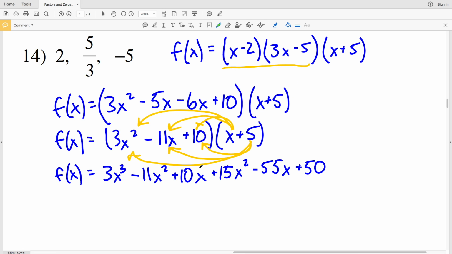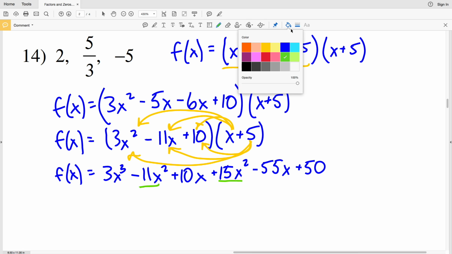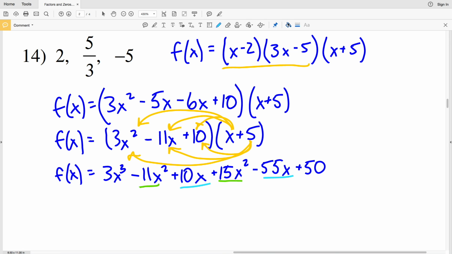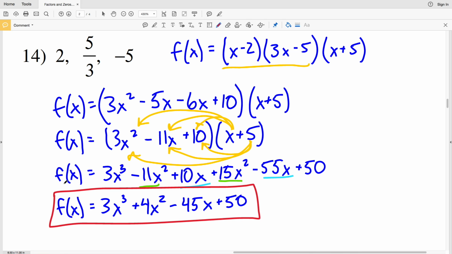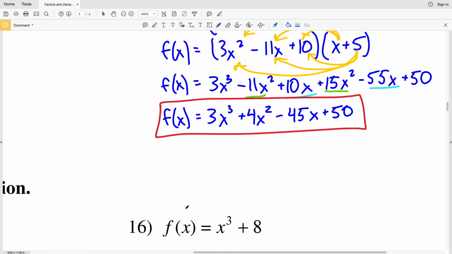Now I'm going to combine my like terms. 11x squared, 15x squared, and 10x and 55x. So I'll have my function of x equal to 3x cubed, and then negative 11x squared plus 15x squared equals a positive 4x squared. So plus 4x squared, and then 10x minus 55x is a negative 45x, so minus 45x, and then I'm adding 50. So my final solution for this set of directions is the function of x equals 3x cubed plus 4x squared minus 45x plus 50. Let's continue on to the next set of directions.